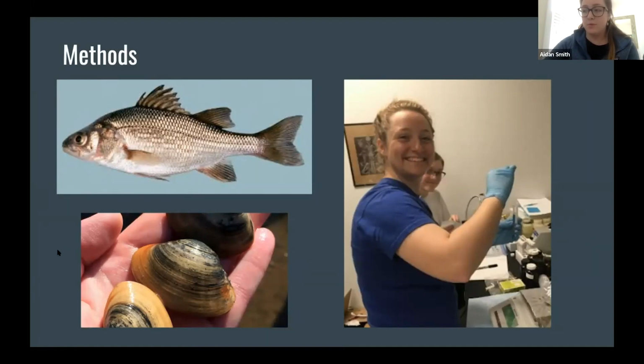And then both clams and fish were weighed. We measured the fish from the nose to the fork of the tail, and the clams we measured from side to side of the outer shell. And then the fish tissue was cut into roughly 2-gram samples, and the clam tissue was also cut into roughly 2-gram samples.